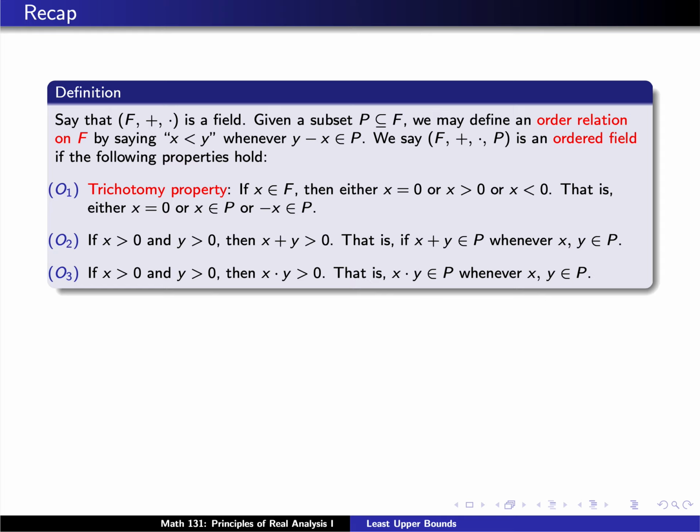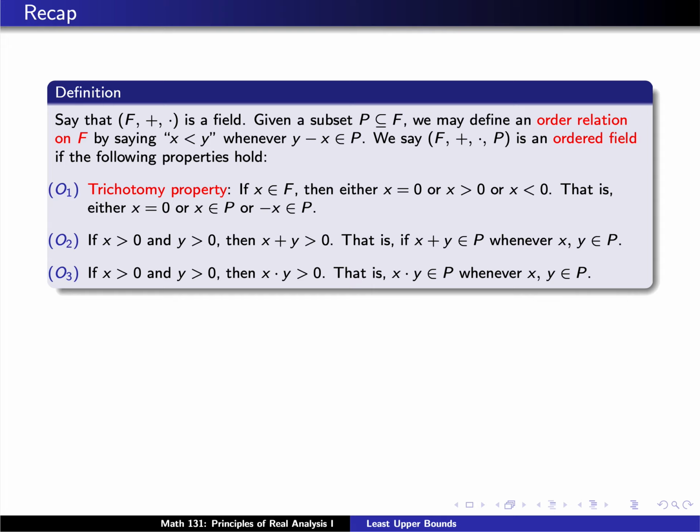First, we require the trichotomy property. That says that for every element x in our set F, either x is 0, x is positive, or x is negative. That is, either x is 0, or x is in P, or negative x is an element of P. Next, we'll say that given two positive elements, their sum is positive.